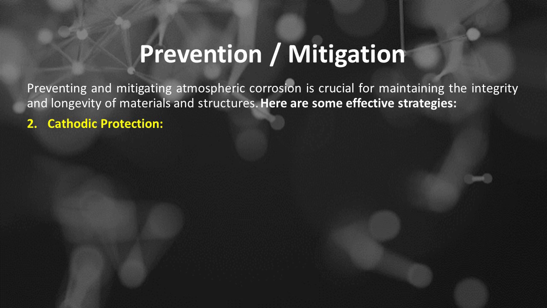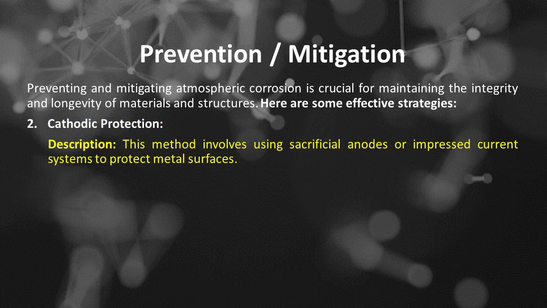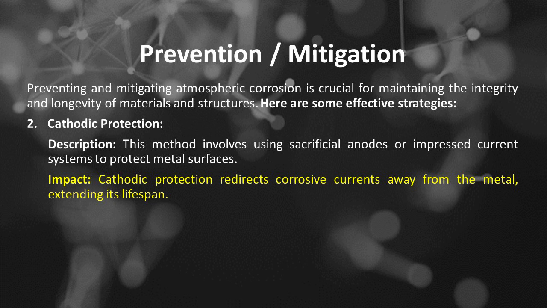Number 2 is cathodic protection. Cathodic protection description. This method involves using sacrificial anodes or impressed current systems to protect metal surfaces. Cathodic protection impact. Cathodic protection redirects corrosive currents away from the metal, extending its lifespan.